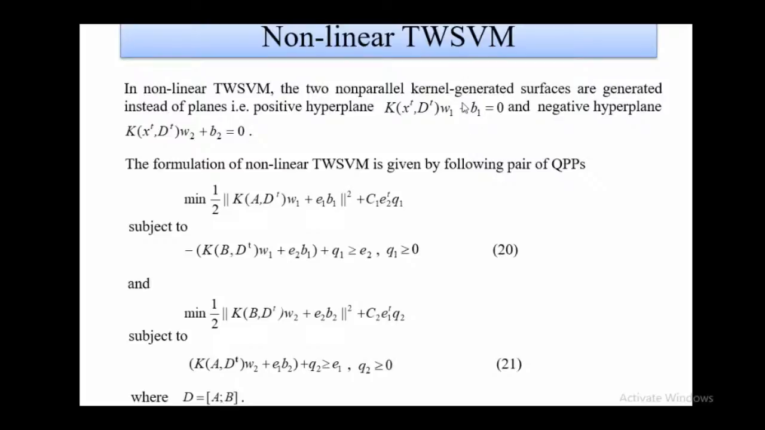Instead of this, K(A, D transpose), you will get only A here for this one. So whatever A you represented in the previous formulation, you just replace by this particular term, and B you just replace by this particular term. You will get the same formulation whatever I have written. So I am not going to discuss those things again. It's the same thing.